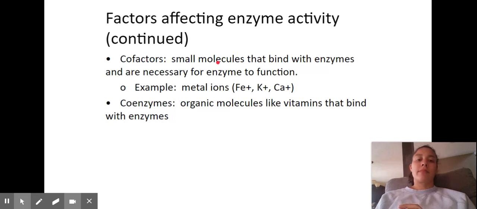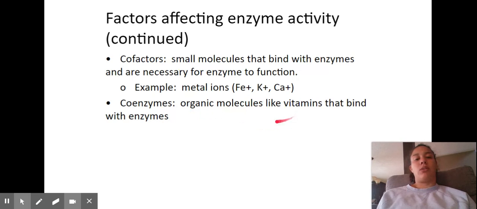Coenzymes are going to be similar to those vitamin situations, where they're going to allow them to bind and again help increase activity. So if you're trying to figure out what's the difference between a cofactor and a coenzyme, cofactors don't necessarily have to be organic. So that would be one thing that might change. Or you can look at metal ions, anything like that are cofactors. And then our coenzymes are typically associated with vitamins.